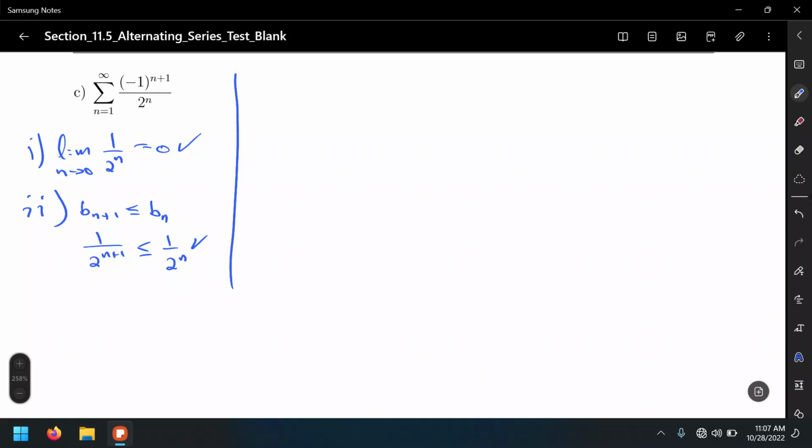That means we can go ahead and find the absolute value of the series. So this one will converge for now.